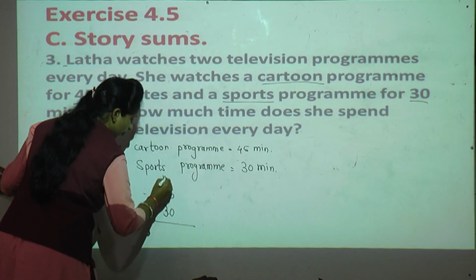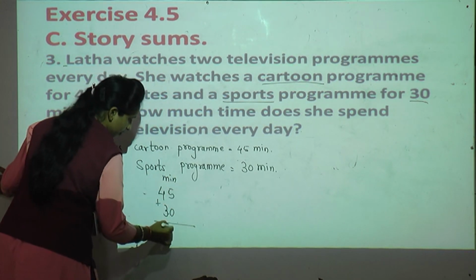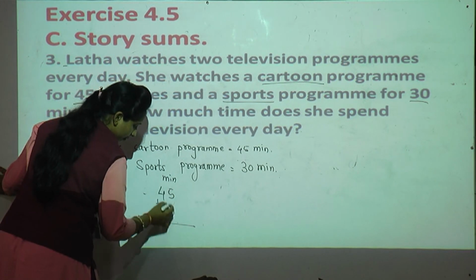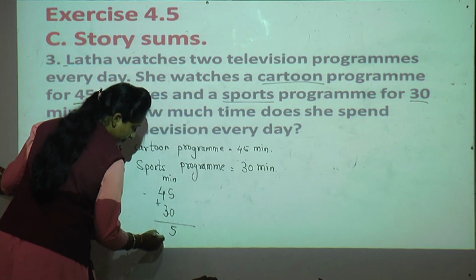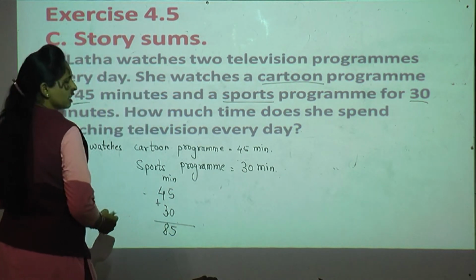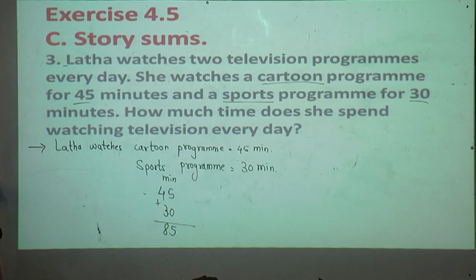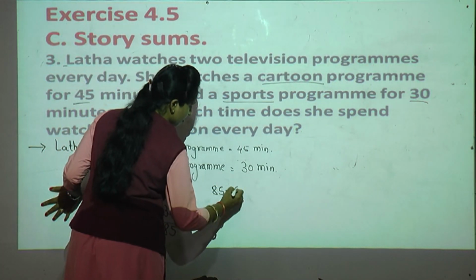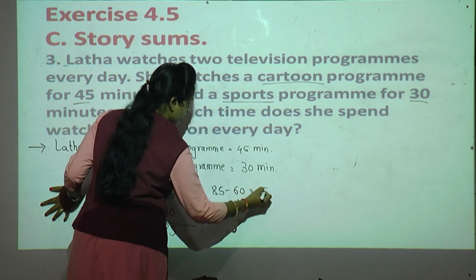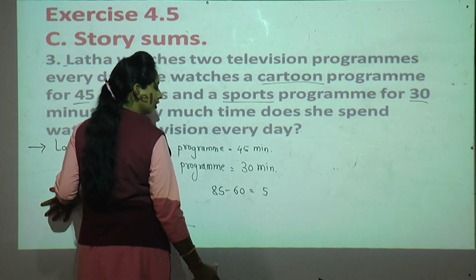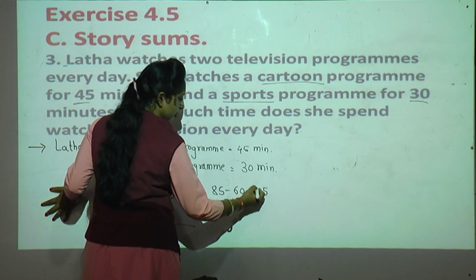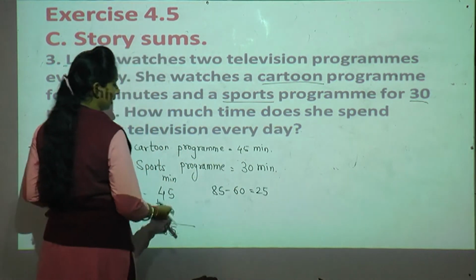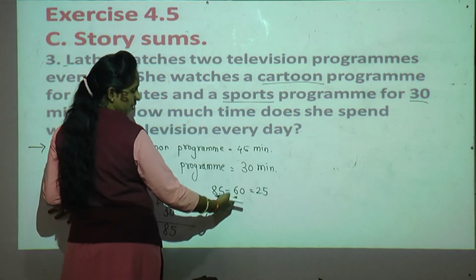When we add these both, these are the minutes. 4 plus 5, 5 plus 0 is 5, 4 plus 3 is 8. Now see student, is 85 minutes the correct answer? No, 85 minutes is more than 60, so we need to convert into hours. So when we subtract 85 minus 60, 5 minus 0 is 5, 8 minus 2, yes, tell me, 2. This is 25 minutes, and we have subtracted 1 hour.